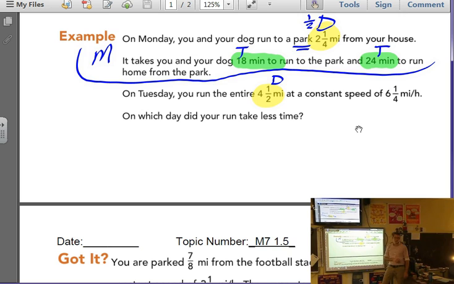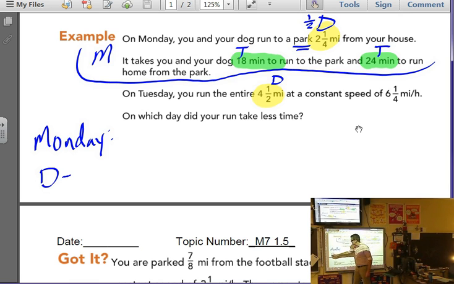And then we have your Tuesday info. So I'm going to do Monday in blue, because I'm probably going to run out of space because I write bigger than you guys. Use logic. On Monday, what's my total distance? 4 1/2 miles, right? Because I went to the park and back.